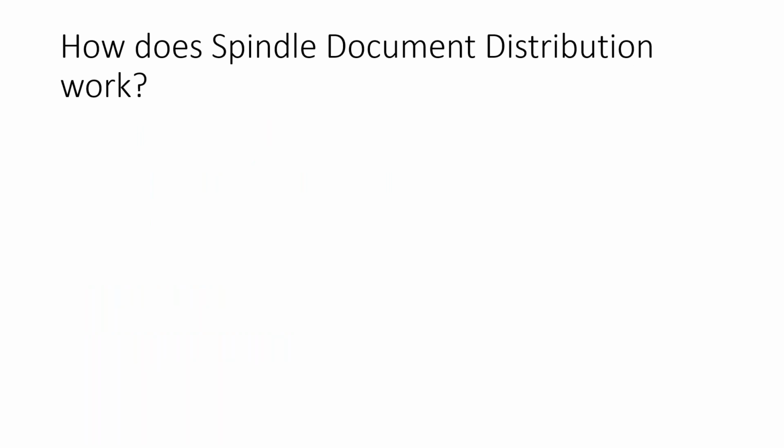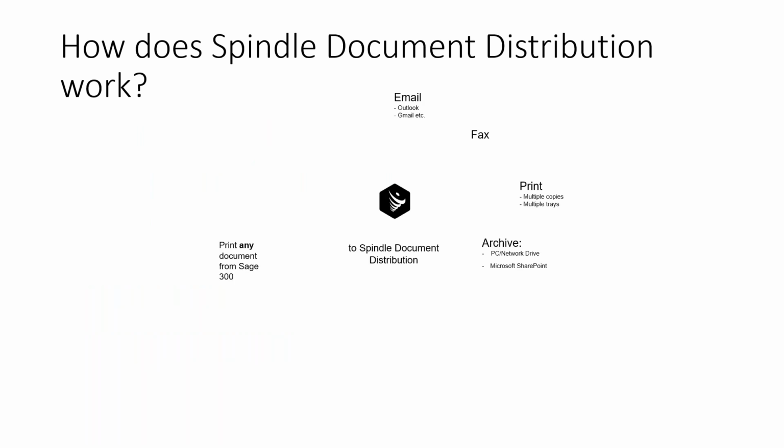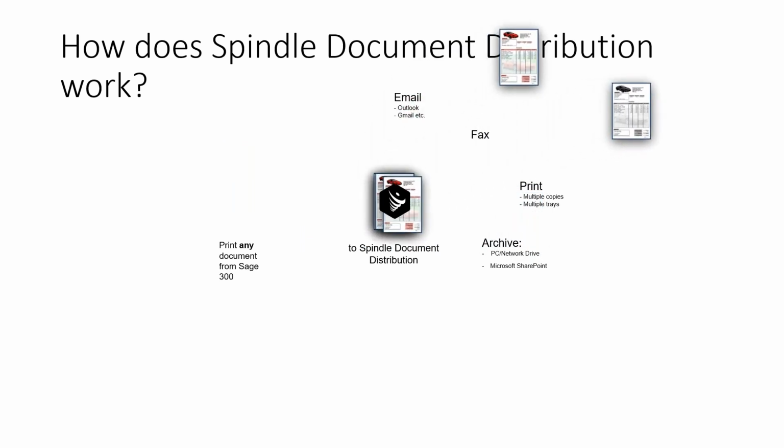So how does Spindle work? Well, it's extremely simple. All you do is print a document from Sage or Credit Hound to Spindle, and based on the document you're printing, Spindle will automatically know whether you're emailing or printing, what documents to attach, the language, the messaging, the archiving, and it will distribute it automatically. So what typically takes several hours or even days per week now takes seconds.